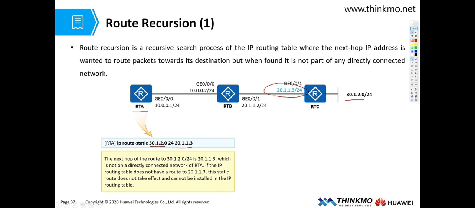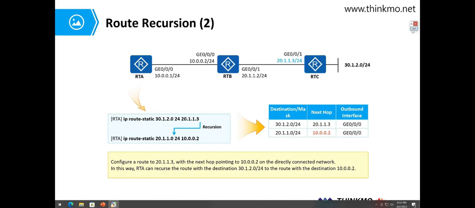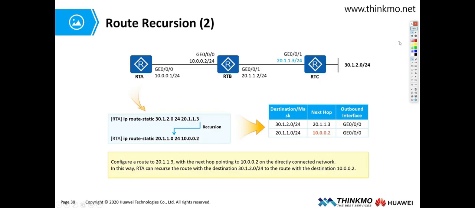So here, we need to look at the routing table. For instance, if at this moment in my routing table, I first wrote a route to 20.1.1.0. Then who should the next hop be? I gave it to 10.0.0.2, which means I gave it to RTB. Then I wrote another route to 30.1.2.0, and the next hop is 20.1.1.3. Now, after I finish writing this route here, it will think about putting it into my routing table.